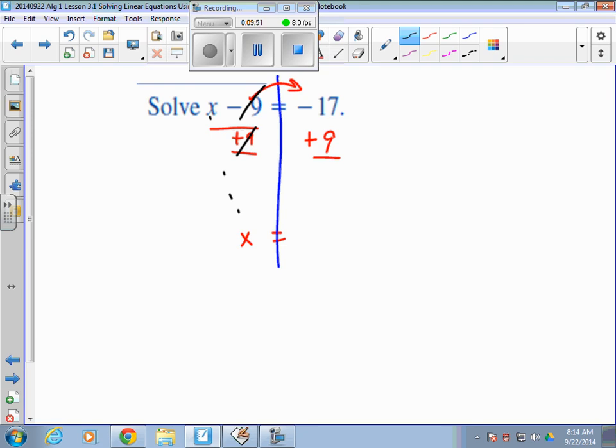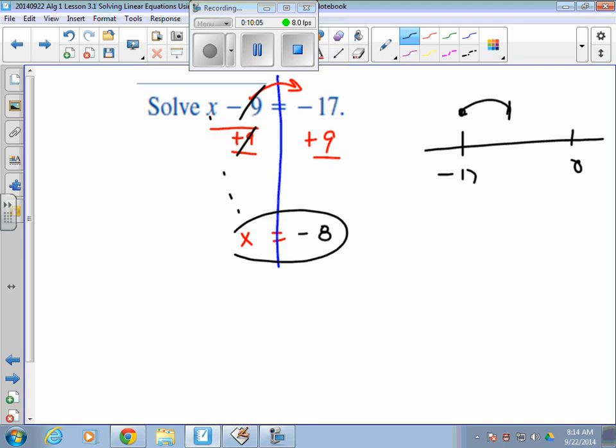Okay, now we have negative 17 plus 9. When we combine those, think of a number line. If you're starting at negative 17, plus 9 means to go this way 9 times. And if you go that way 9 times, you're going to get negative 8 for that one. X is negative 8. You can plug it back in. Negative 8 minus 9 does, in fact, give you negative 17. So it is a true statement.